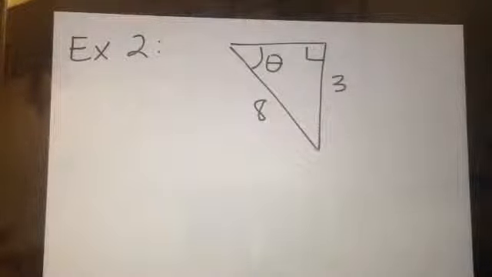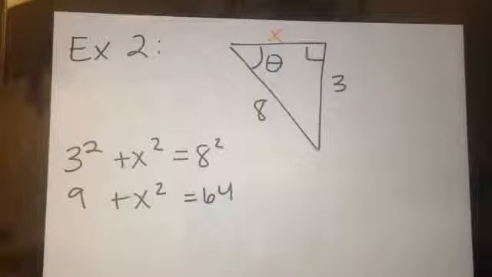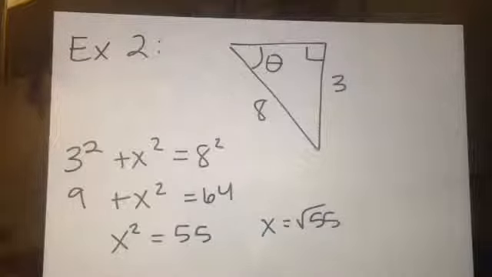All right, so to solve for the missing side, I'm going to say 3 squared plus x squared equals 8 squared. So that equals 64. So that means x squared equals, take away 9, 55. So x equals the square root of 55. That means when we do our answers, this time we're going to have some radicals in there. And so we're going to have to be careful that our answers are proper.